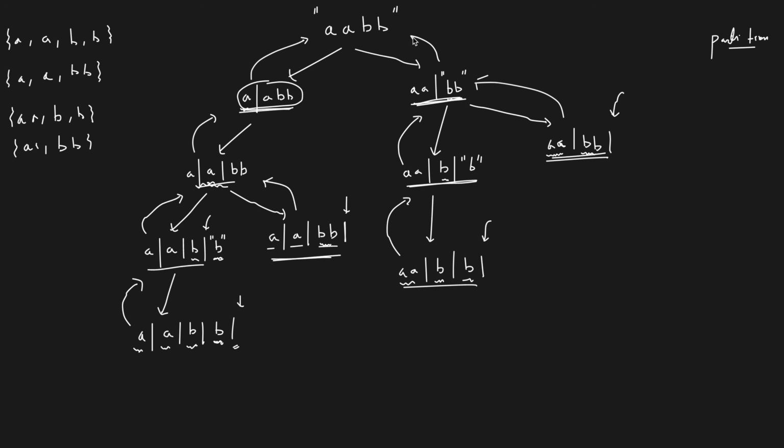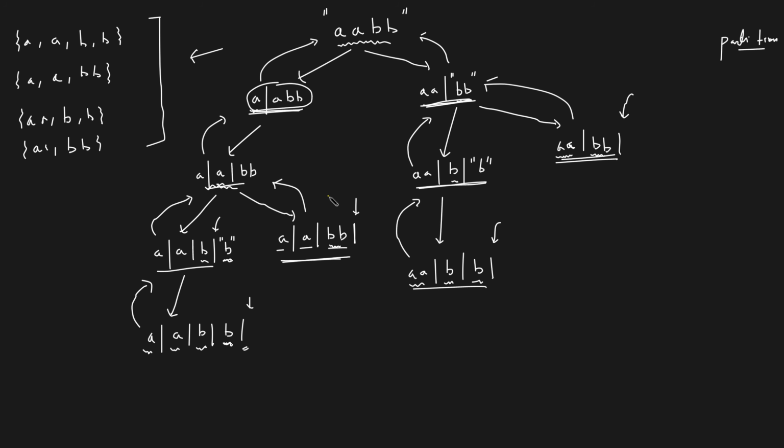So we get back. So ultimately I can see I was able to partition AABB in such a way that I got all the 4 partitions, which could be my answer. So this was the recursive tree that I did show you. But now it's time to convert this into a pseudo code, because if you don't convert that into a pseudo code, you cannot write your code.